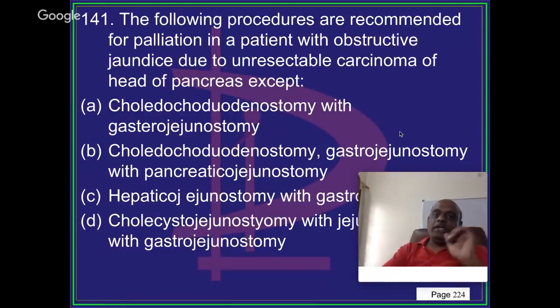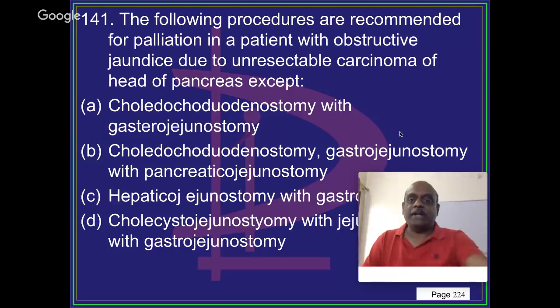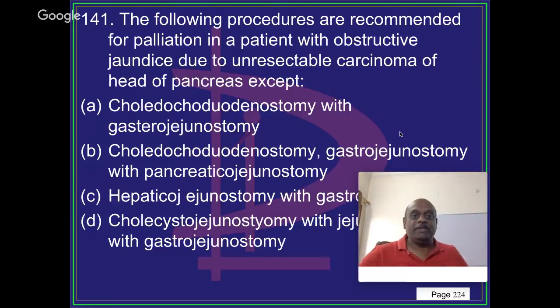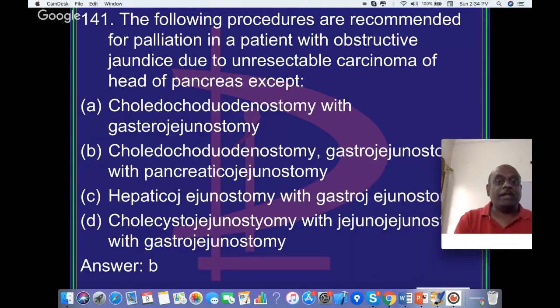Obstructive jaundice with an unresectable carcinoma of the head of the pancreas. What is your answer? What procedures do you use? You do choledocho-duodenostomy with gastrojejunostomy, then hepatico-jejunostomy and gastrojejunostomy, cholecystojejunostomy with jejuno-jejunostomy and gastrojejunostomy. All of these are done, except B.